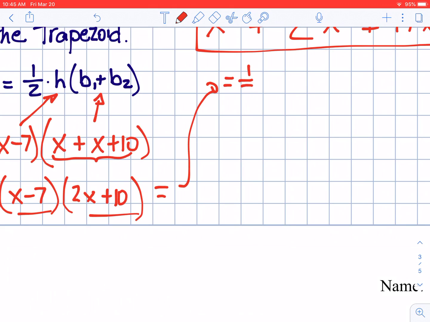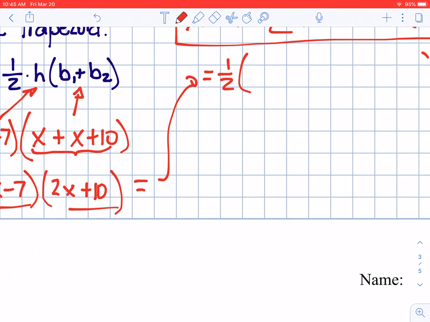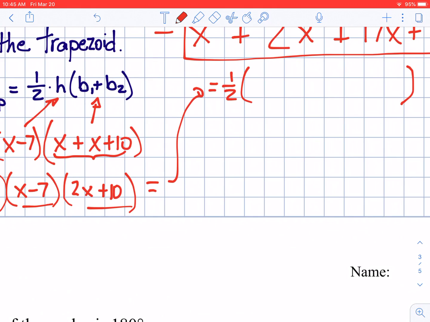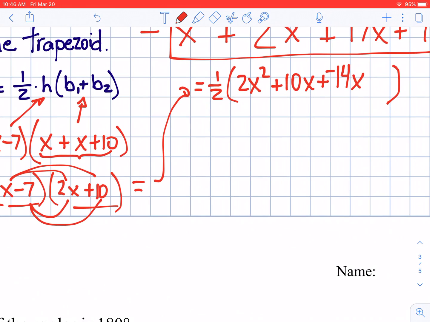Again, we have the 1/2. And then I've got 4 things I'm multiplying out, yes? x times 2x is 2x squared. Yeah? x times 10 is 10x. Negative 7 times 2x is negative 14x. And negative 7 times 10 is negative 70.